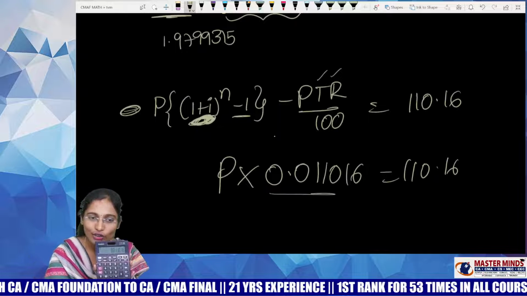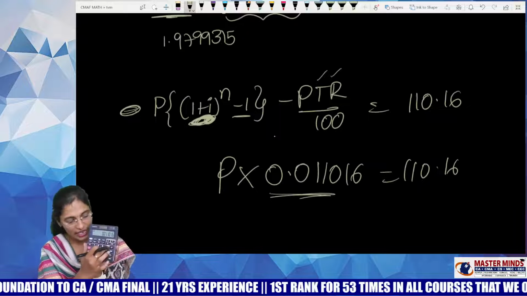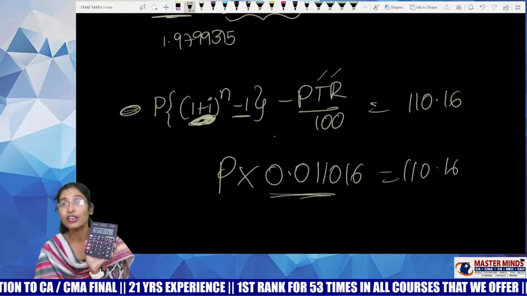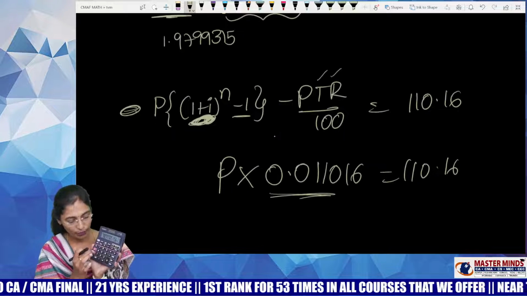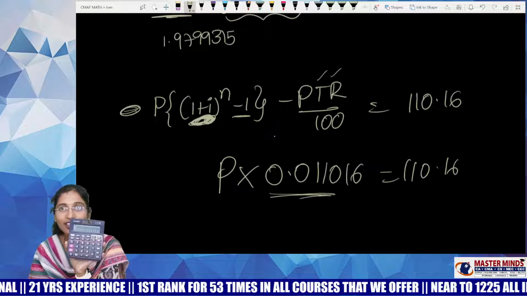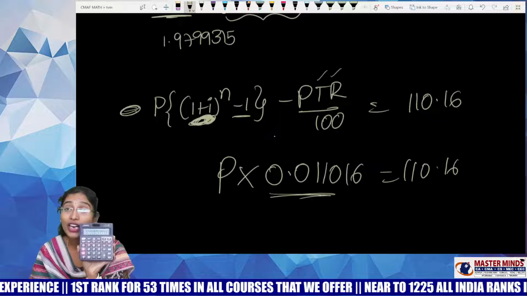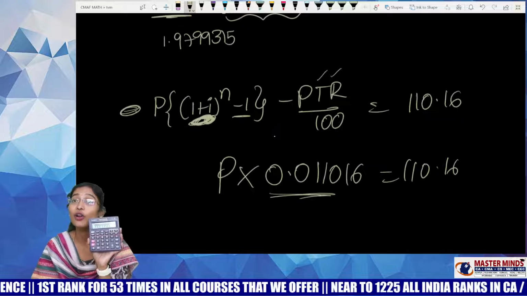I don't know P, so this fellow should go to the right side so that it will become inverse. Inverse calculation means divided by equals to into 110.16. That's what I know. Let me do that. So what's my answer? 9,999.9 bar, which is 10,000. So I got P as 10,000.